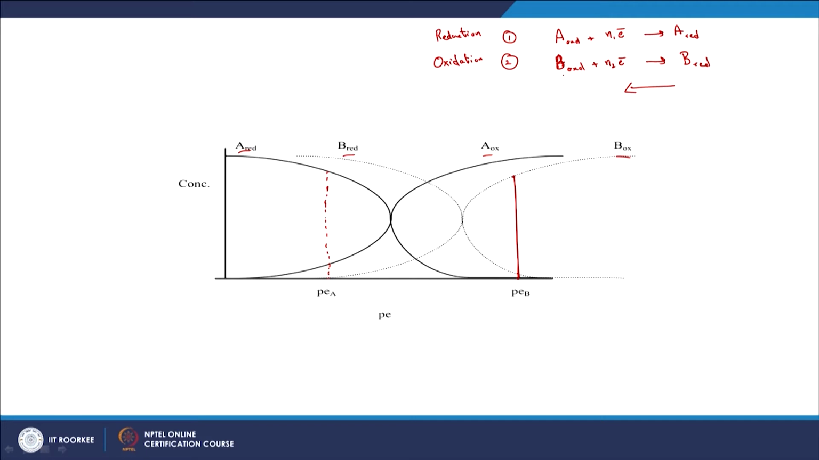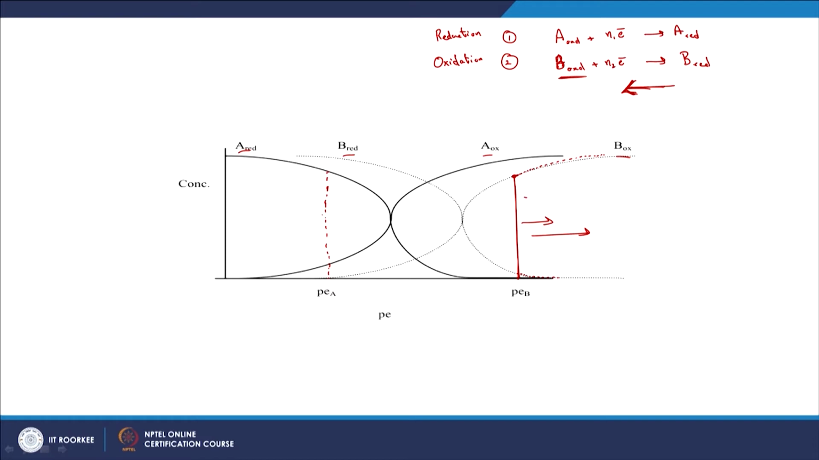That means obviously your concentration of the oxidized form of B is going to increase. As the reaction goes through, the initial concentration of B in its oxidized form is here, and because it is the oxidation reaction, the backward half reaction here, the B oxidized form is going to increase, and the B reduced form is going to decrease. And obviously then, where will the PE of B shift? It is going to keep shifting to the right.